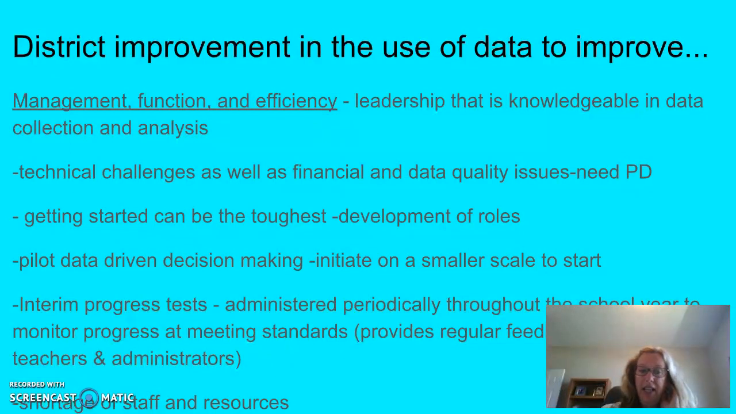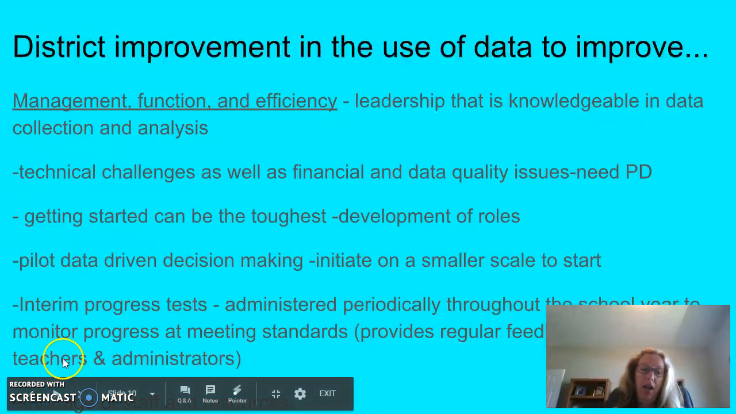A good idea was to pilot the data-driven decision-making, initiate on a smaller scale to start so it's not as overwhelming. I liked the idea of interim progress tests administered periodically through the school year to monitor progress and meeting standards. This provides regular feedback to the students, teachers, and administrators. I feel that we have some shortage of staff, and that can be an issue too, that we need all hands on deck.